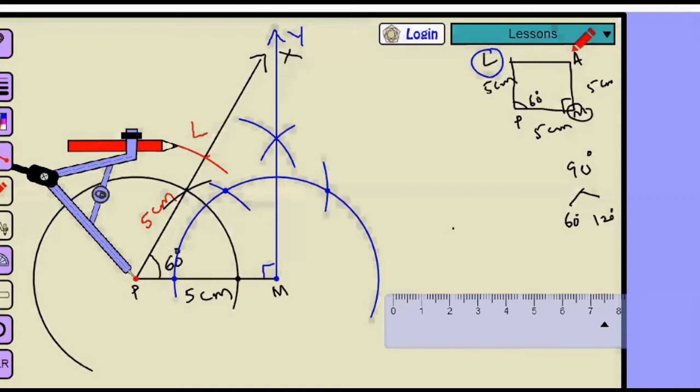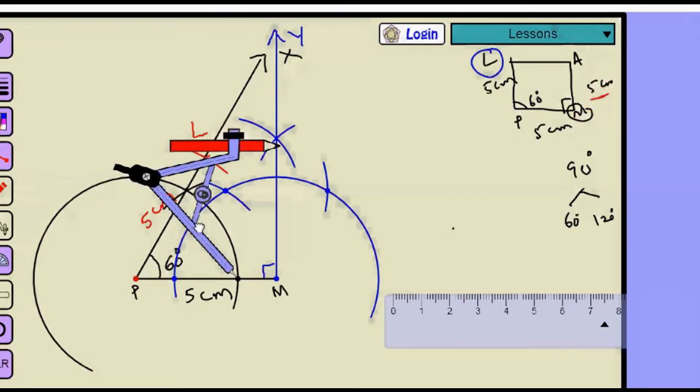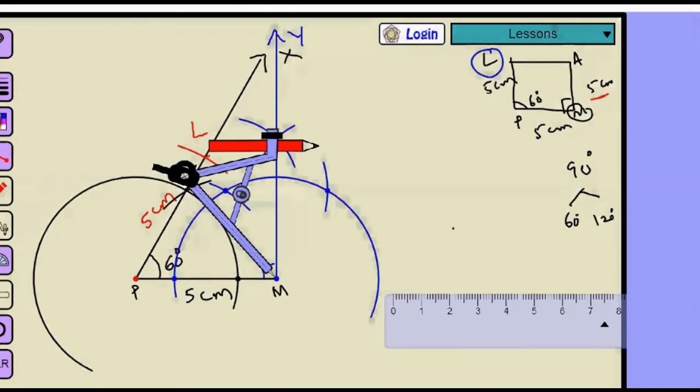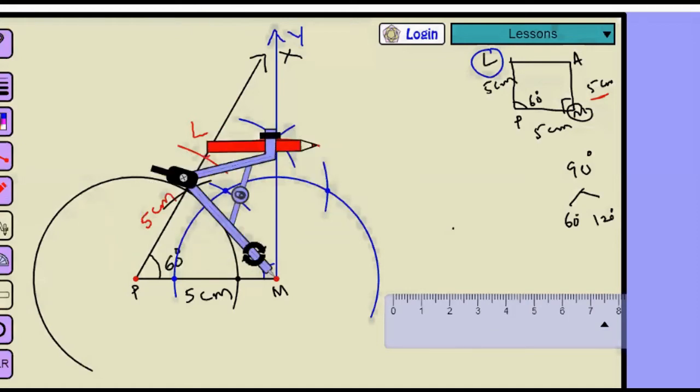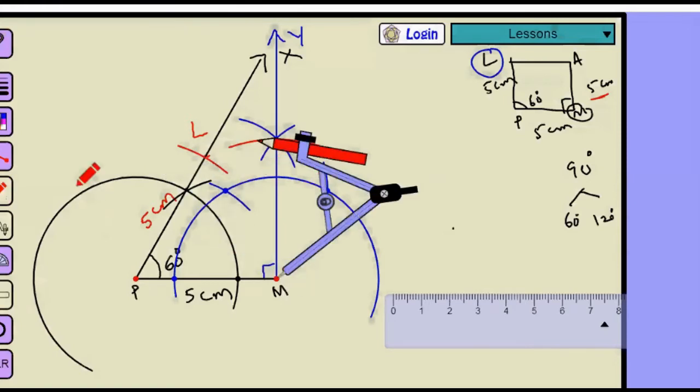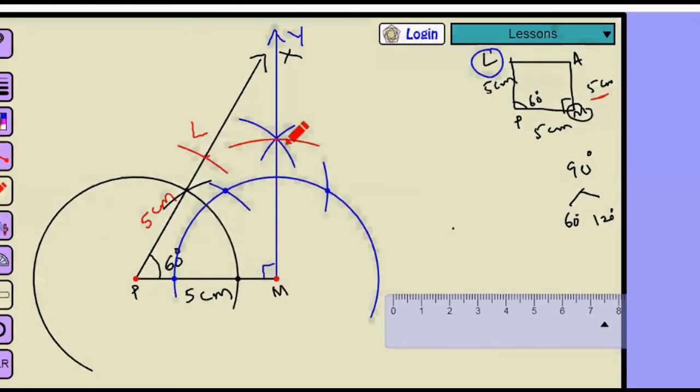Again, we are going to locate the point A on the ray MY. The length of MA is also 5 centimeters, so now we are taking the same length. Now with M as the center, draw another arc which cuts the ray MY at point A. And we know the length of MA is now 5 centimeters.